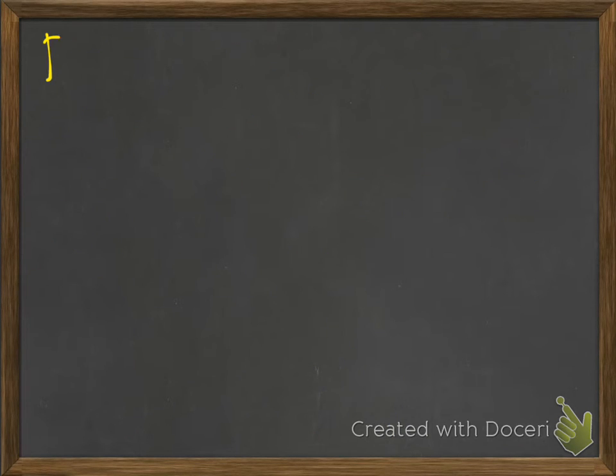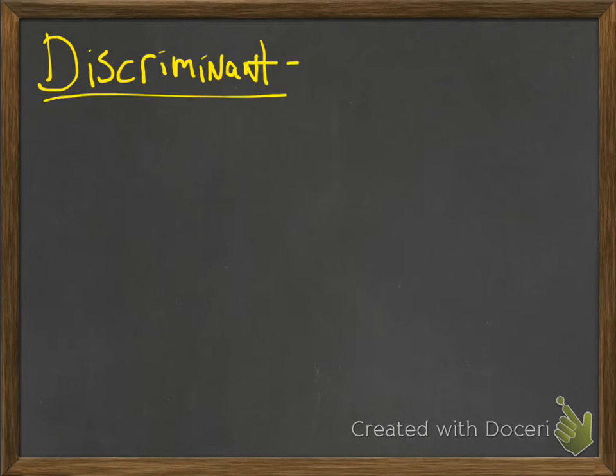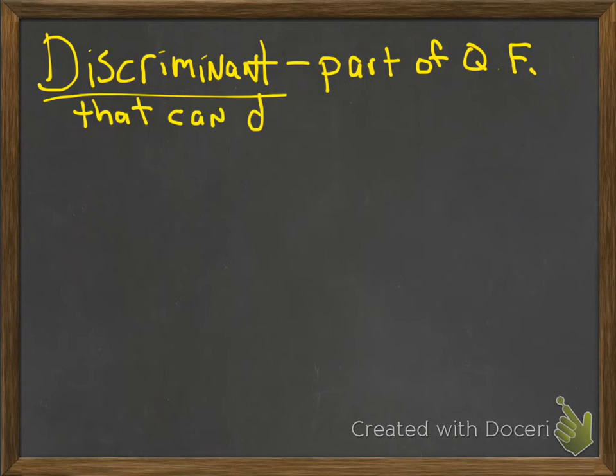All right, so let's look at the discriminant. It's part of the quadratic formula, and it helps you determine what type of roots and how many roots you have. In other words, how many answers and what kind of answers you have. The discriminant is just the b squared minus 4ac part. It's just the part that you find under the square root.